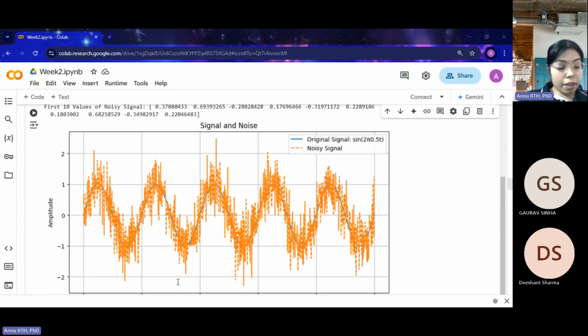Similarly, one topic sir covered in the class is signal to noise ratio. What is signal and noise? Here you can see the actual signal is blue color, but the noise around it is this orange color. So this is how it looks in real time.